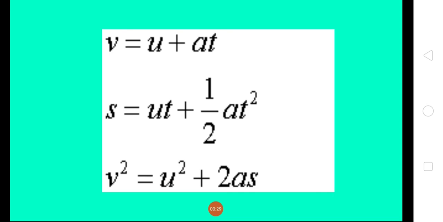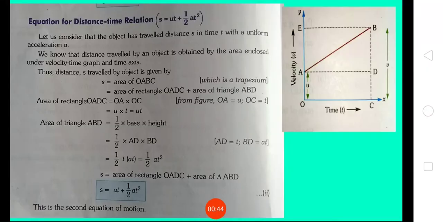If you see the second and the third equation, both of them have the quantity s. So the second and third equation we will derive by calculating the area or the distance from the velocity time graph. So we are going to consider the same figure which we considered for deriving the first equation. So let's consider that the object has traveled a distance s in time t with a uniform acceleration a.